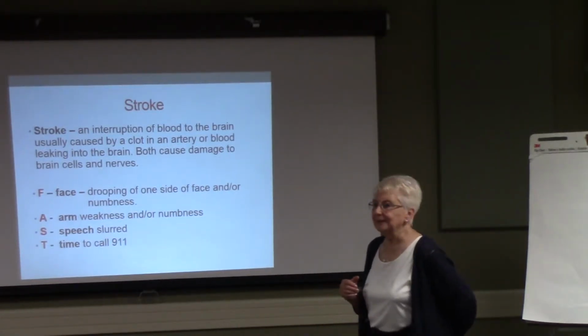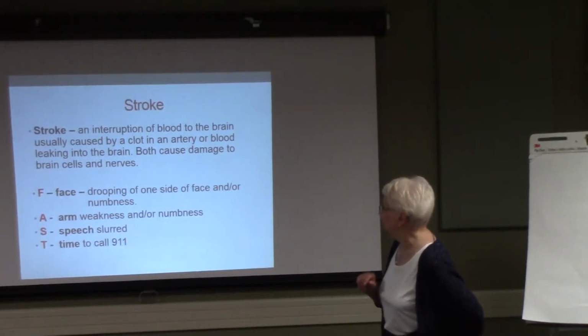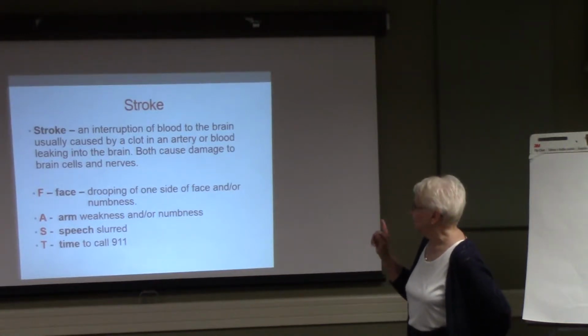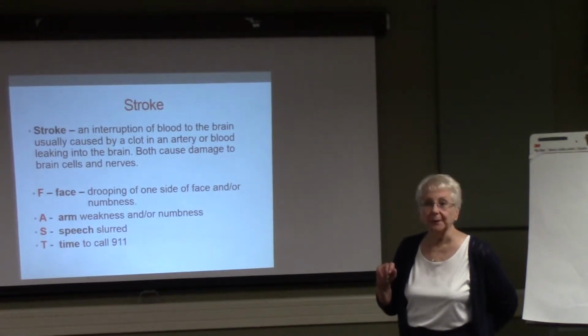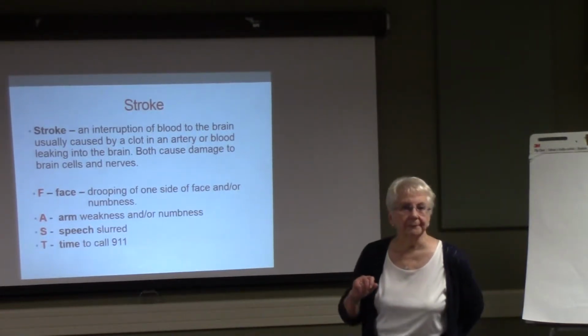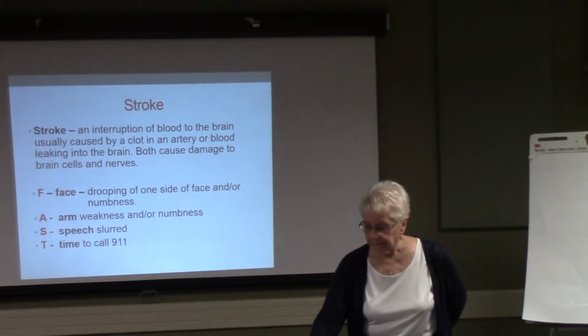And FAST is a good mnemonic. F is face, drooping to one side or numbness. A is arm weakness or numbness. S is speech, slurred speech. T is time to call 911. Okay? Do it quickly.